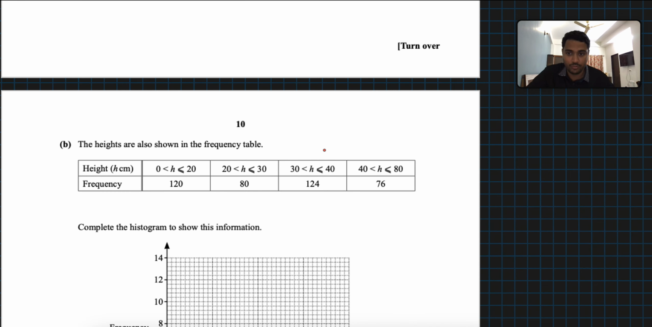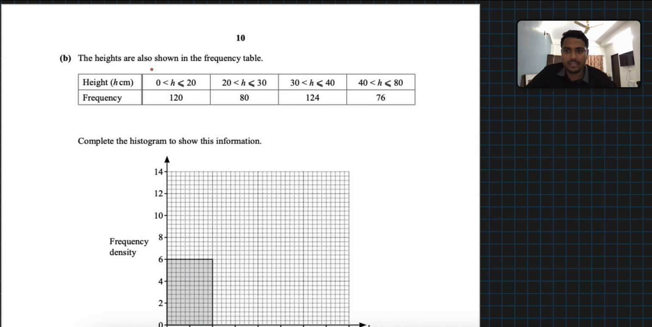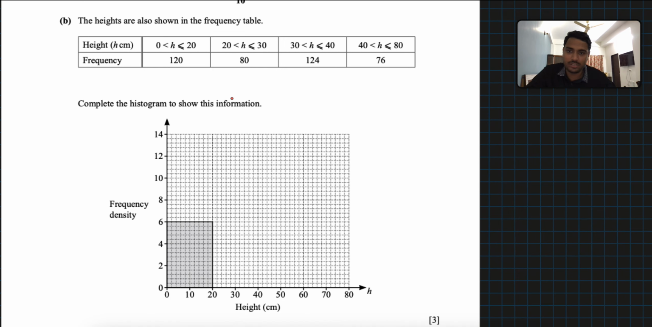Moving on, we have part B. It says the heights are also shown in the frequency table. So this is the frequency, this is the height. Complete the histogram to show this information. So we have frequency density. We have the formula for frequency density. Frequency density is actually frequency upon class width. We have the class width from the class that is given to us for each and every case.